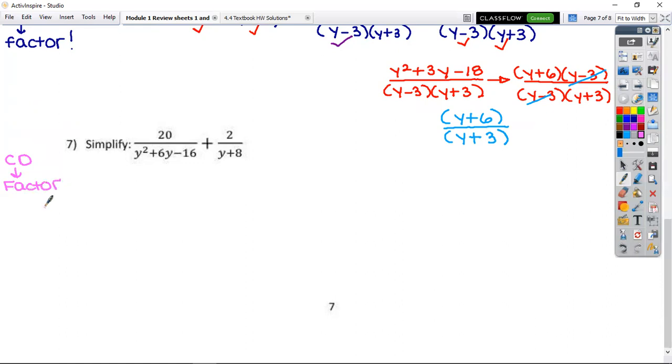Multiplies to negative 16 adds to 6 is y plus 8 and y minus 2. I'm going to do this again around that one. And when you go to write your common denominator, you are going to take one of each factor. So my common denominator is a y plus 8 and a y minus 2. That's all you need. Y plus 8, y minus 2.